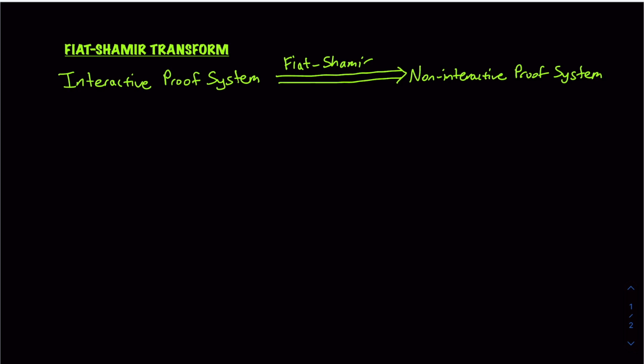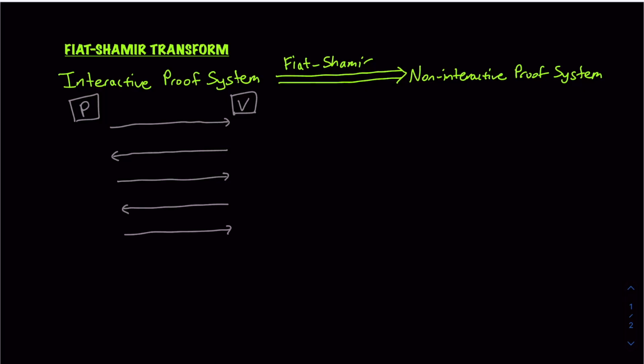Now, today's video is all about the Fiat-Shamir transform, which is also often called the Fiat-Shamir heuristic. As we've mentioned before, this is the technique that lets us transform interactive proof systems into non-interactive ones. So let's start by recalling what an interactive proof system looks like. In an interactive proof, we have two parties, a prover and a verifier. They send messages back and forth over several rounds, and then at the very end, the verifier looks at the entire interaction, runs their verification algorithm, and decides whether to accept or to reject the proof.